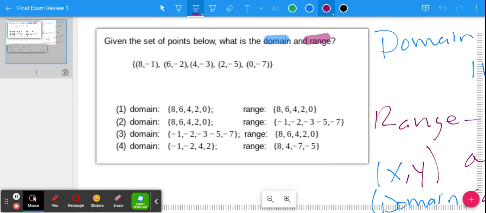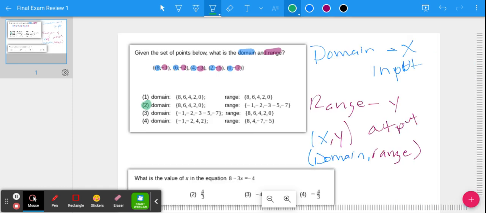So if we take a look at our points here, the domain is all the x values, so I'll highlight those in blue. Those are all the x values. And the range is all of our y values in our points. So the correct answer is number 2. Number 2 has the correct domain values, 8, 6, 4, 2, and 0, and the correct range values, -1, -2, -3, -4, -5, -7.